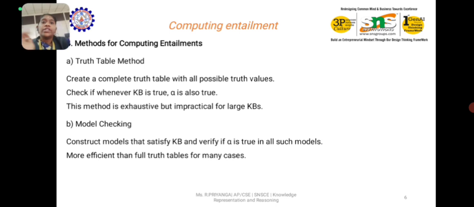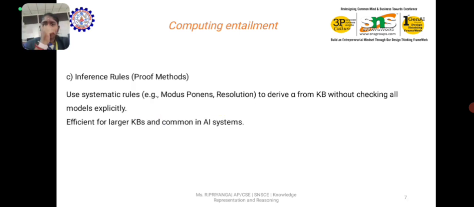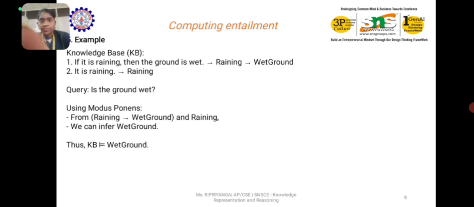Next are the inference rules. These are proof methods, like modus ponens and resolution, which we already saw in the first unit. These logical steps are used to derive conclusions from the knowledge base. These rules allow us to systematically derive conclusions without checking every possible model. This method is very efficient for large knowledge bases and commonly used in AI systems for reasoning.